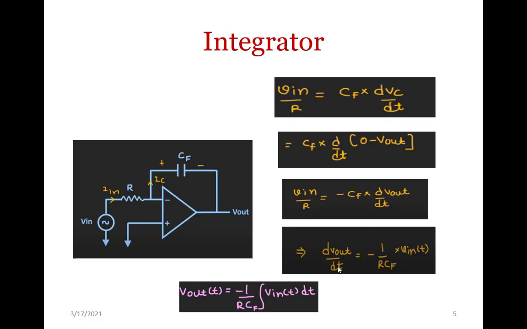So, what is dV out by dt? That is minus 1 by RCf into V in of t. Now, I integrate it, I get V out. So, V out is equal to minus 1 by RCf integral V in of t dt, and this is how the circuit acts as an integrator. The output voltage is an integral of the input voltage V in of t dt.